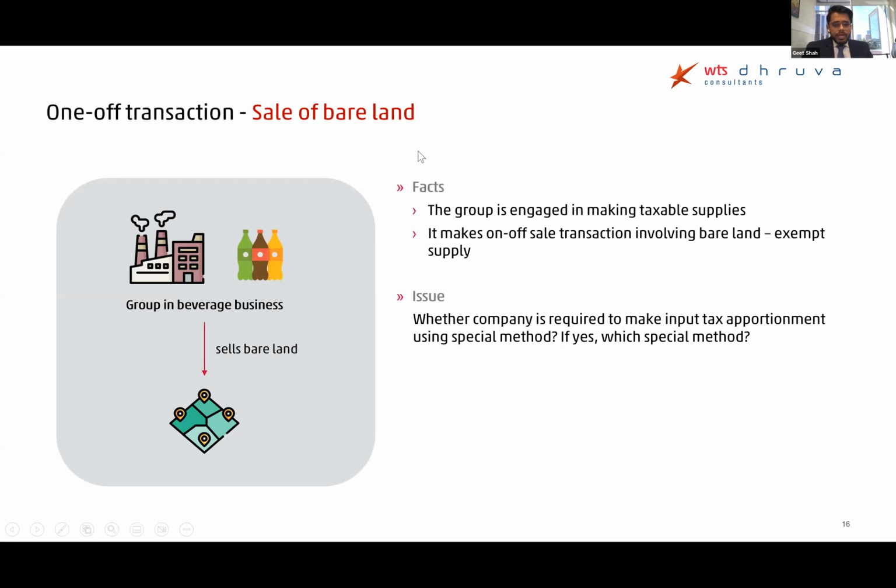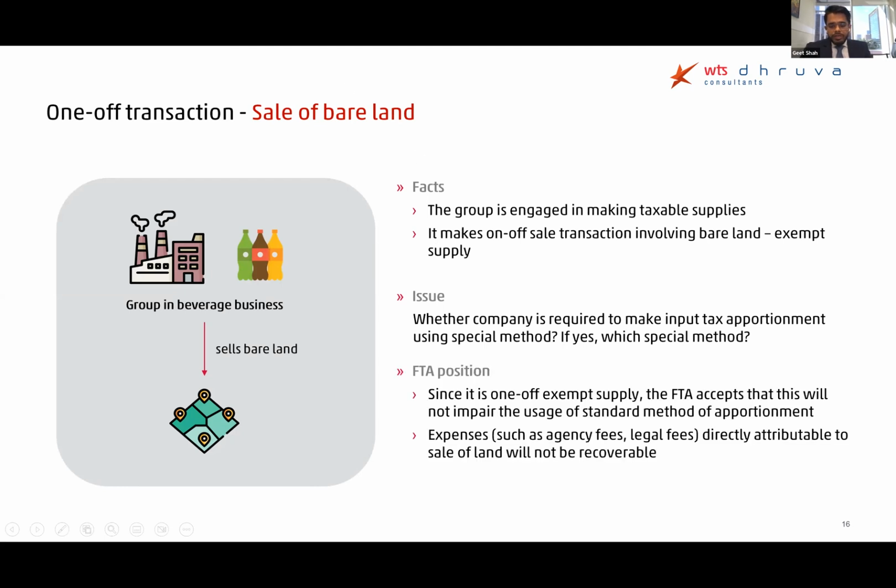Again, the answer that we got from the FTA was that since it's a one-off exempt supply, FTA accepts that this will not impair your standard method usage, and therefore you may not calculate your input tax recovery through the special method, and you continue to use your standard method for apportioning your common cost. But any expenses which are directly in relation to the sale of Bearland, which could be agency fees or legal fees, will not be recoverable. So that's the case that we came across.